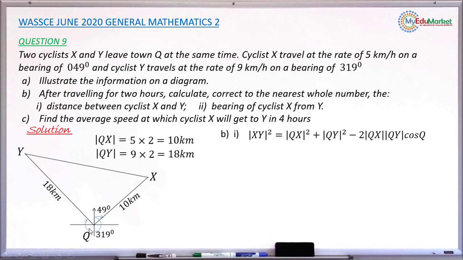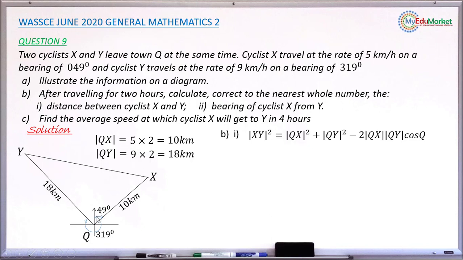So cyclist Y in 2 hours must have traveled a distance of 18 kilometers. So therefore, the distance QY will now be 18. So moving to the angle. The angle at Q, already I have part of it here as 49.